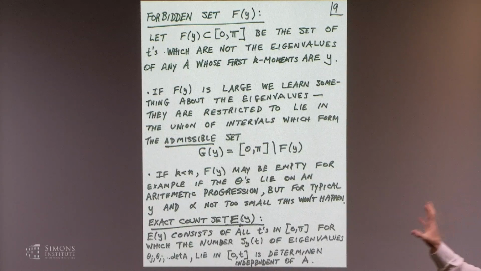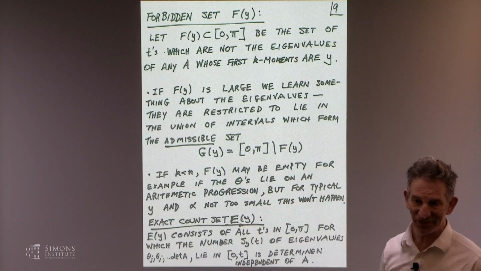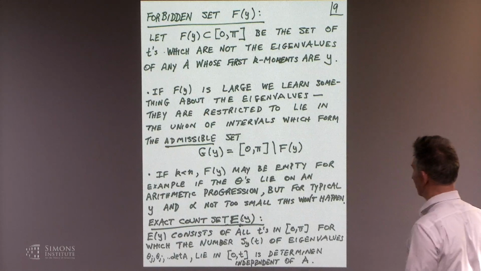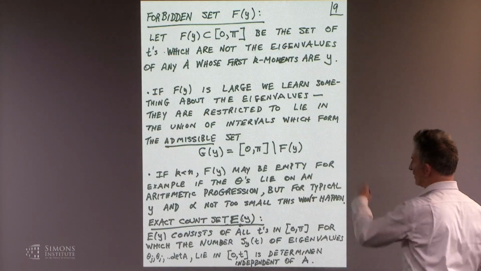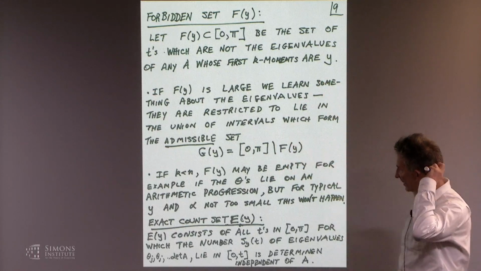It's the maximal open set such that any matrix A which has those moments has no eigenvalues in this set f of y. This is an exact statement. The bigger f of y, the more I know. So if k equals n, I can recover all the information, and f of y is the complement of the eigenvalues. If k is smaller, I want to understand what f of y is. The complement is where the eigenvalues can lie on this level set, so we call that the admissible set.